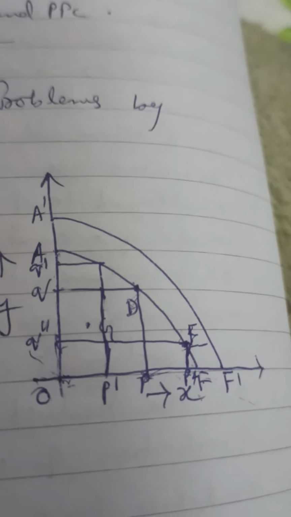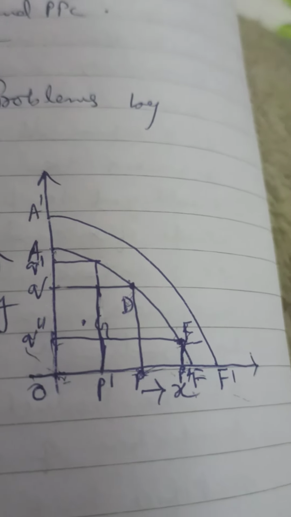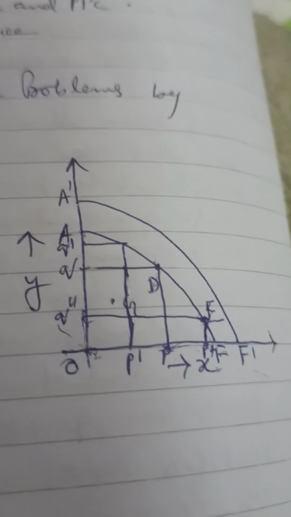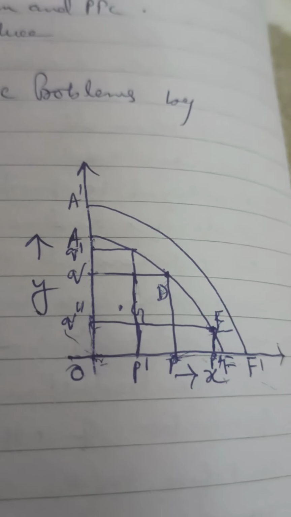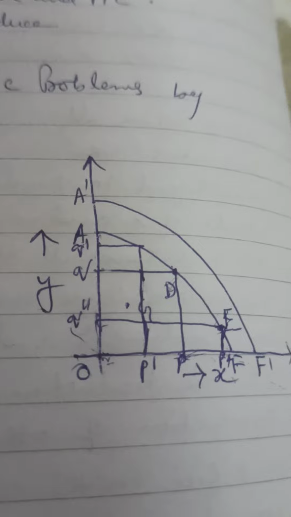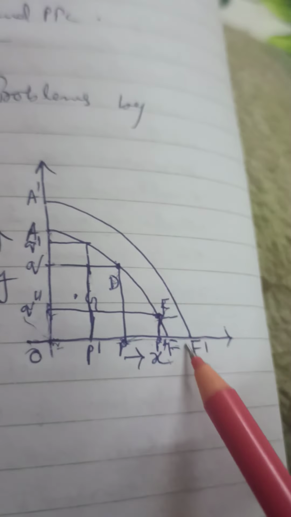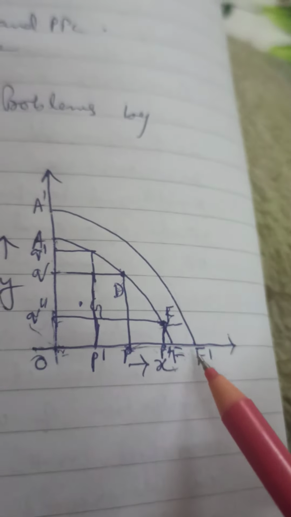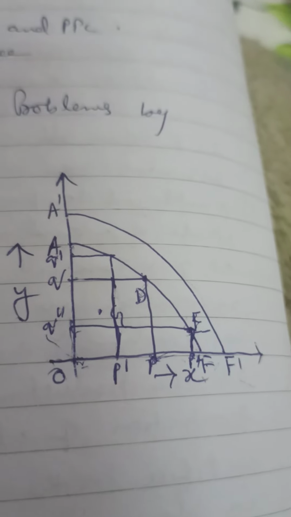Consider the problem of economic growth. If the economy's productive capacity is increasing over time, then the production possibility curve shifts to the right, and that is what I have represented over here, that is A dash and F dash.